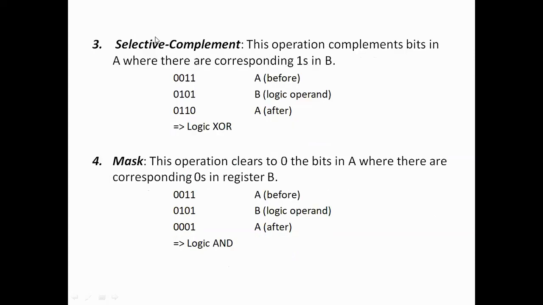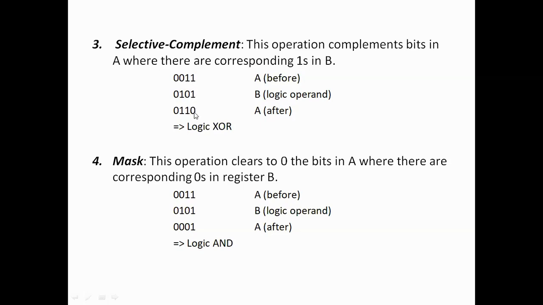There is another called selective complement. It means that bits in A are complemented, are inverted, wherever there is 1 in B. So this is A, this is B. If B is 0, nothing happens. This 0 remains as such. But if B is 1, the A bit is inverted. So this 0 becomes 1. If this is 0, nothing happens. And if this is 1, this bit is inverted.